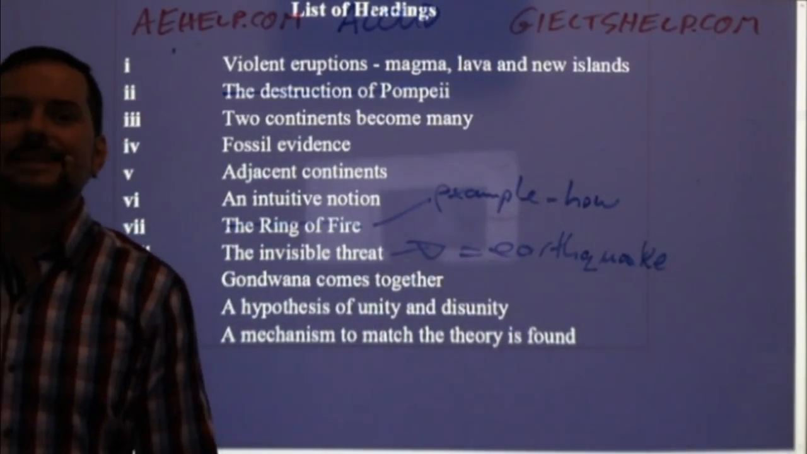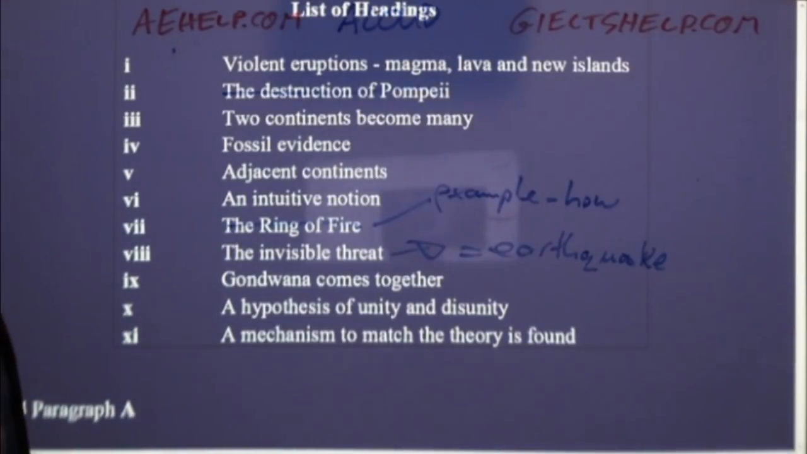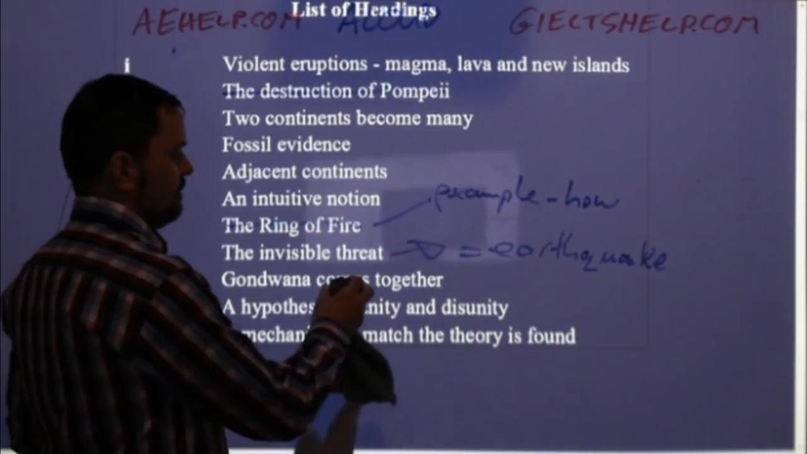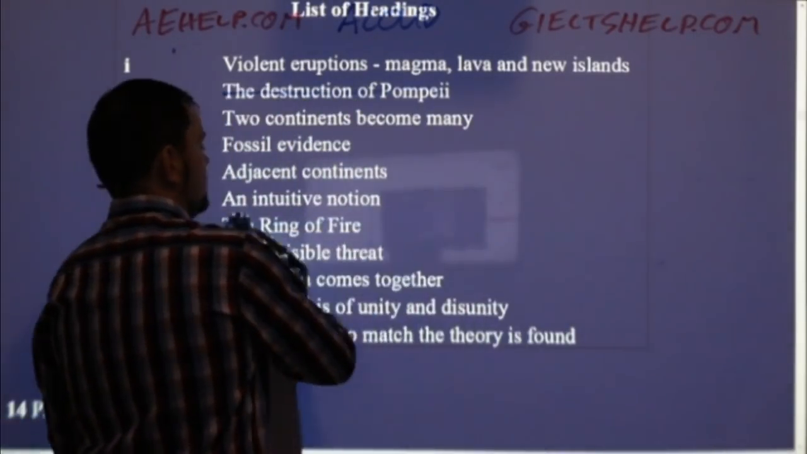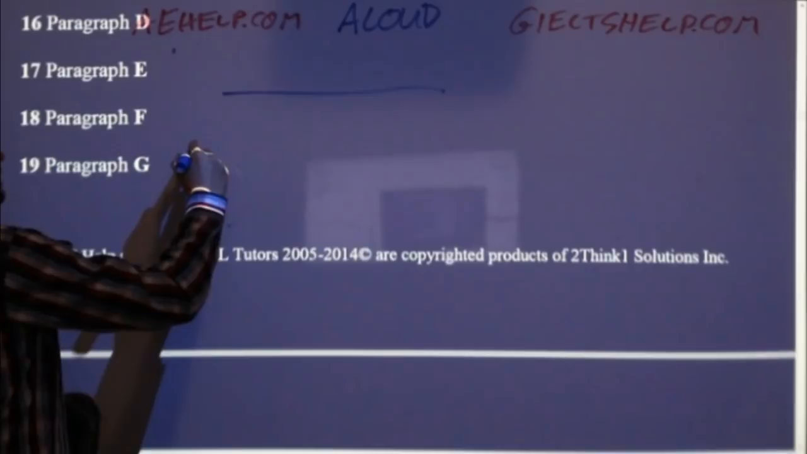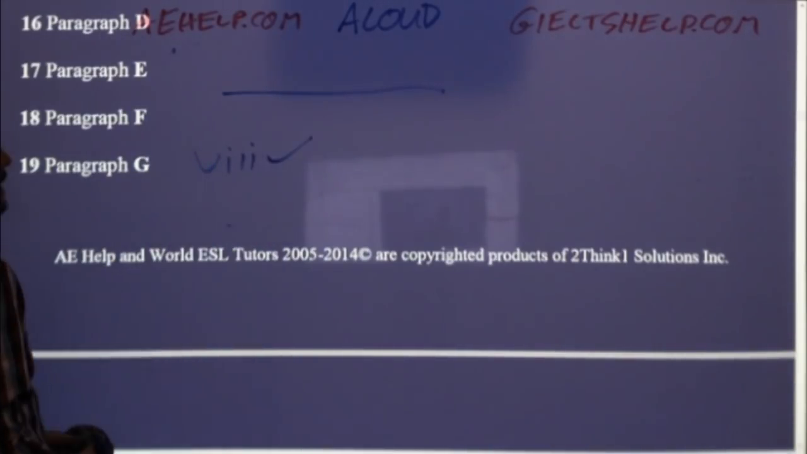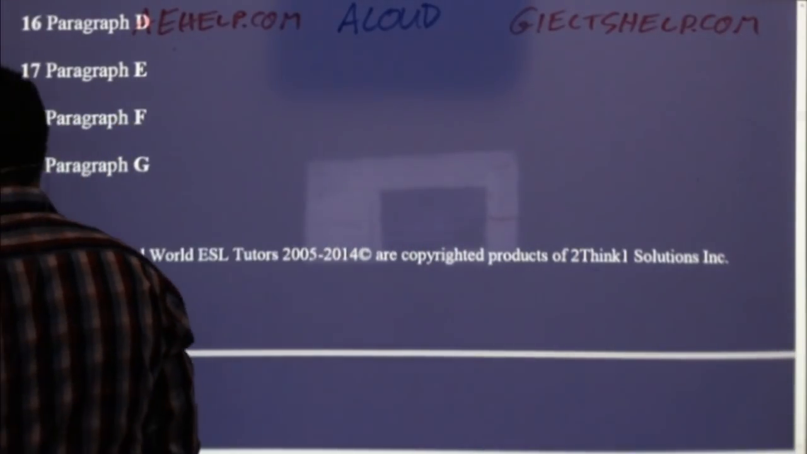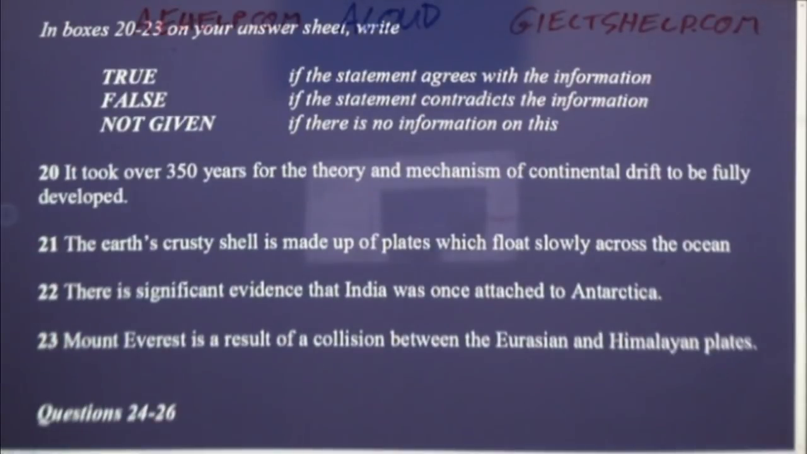Okay, so I would definitely go with 8 on this one and go with the invisible threat. Ring of fire is only one example within that paragraph. Be careful. Okay, so the correct answer there is 8. Let's put that in. Wha-bam, and you got it right. And now you're ready to go on and finish the other questions in the paragraph, which are true, false, not given.